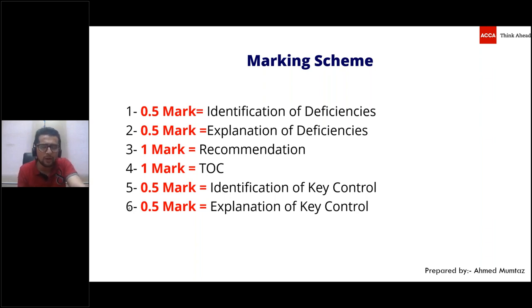Is this clear to everyone, especially Waqar Asghar? So in order to come up with clarity, what's the difference between test of control and the substantive procedure, you need to hang on and you need to be patient, because tomorrow's class will clear all your doubts.